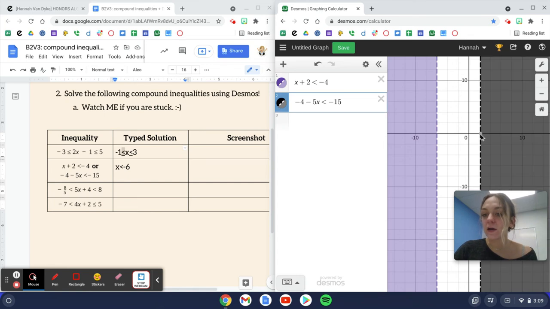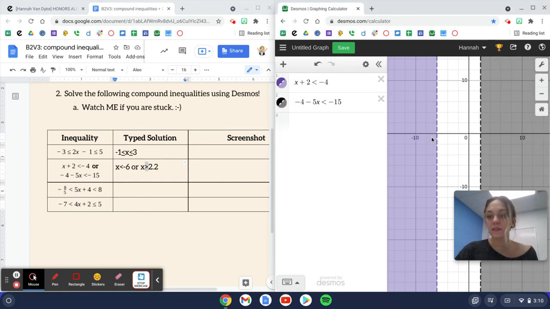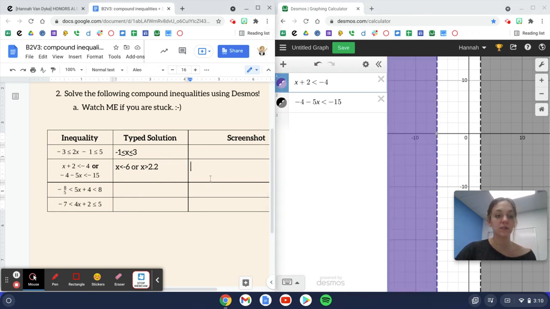Now for this one here, I have 2.2, and all of my numbers to the right here are greater than 2.2. So I would say, or x > 2.2. And then that's all you have to do. Again, this is a dashed line, so that's indicating to me that I'm using this inequality sign. That is all you're going to do for the typed solution. And you would take a screenshot of this and then upload that to this document.